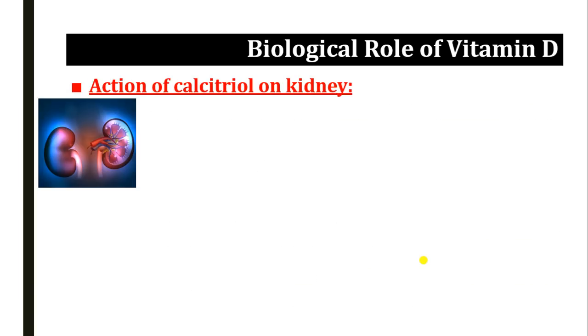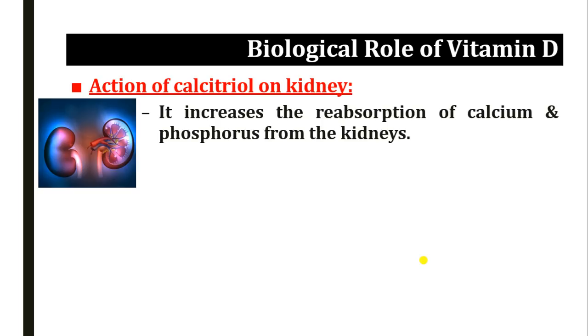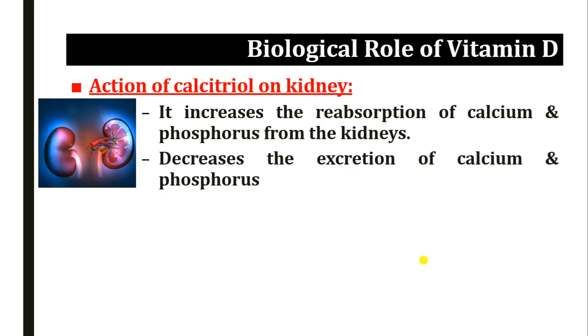Now, the action on the kidney. The calcitriol increases the reabsorption of calcium and phosphorus from the kidney and hence decreases the excretion of calcium and phosphorus. So we can say, after going through the action of calcitriol on intestine, bone and kidney, ultimately it increases the blood calcium and the phosphorus level.